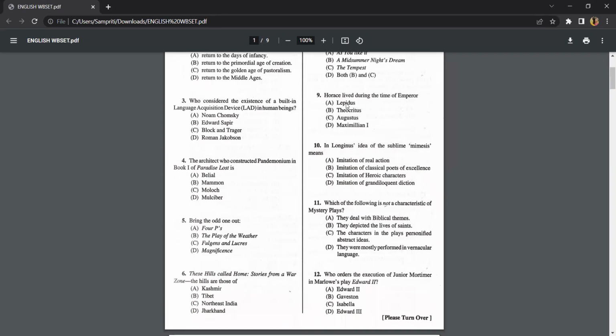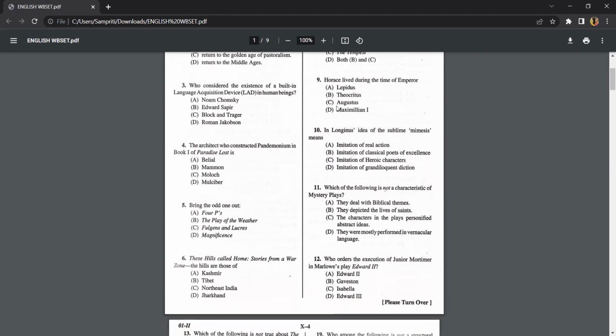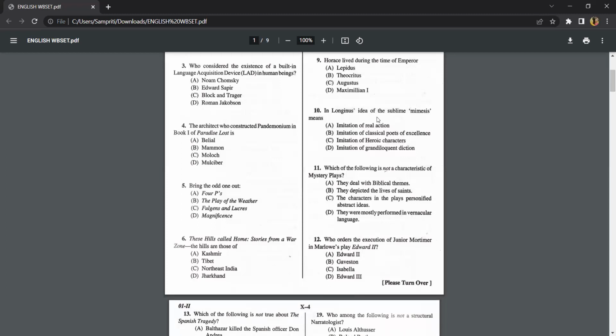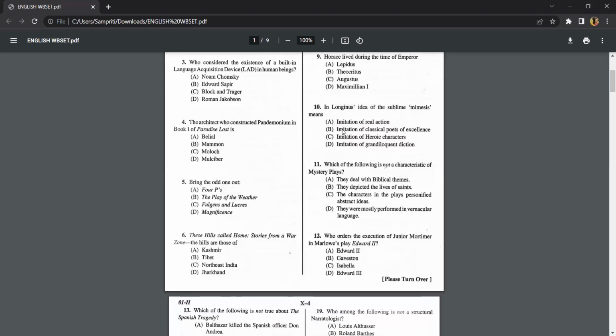Number 9. Horace lived during the time of the Emperor Augustus. We know that. Option C, Augustus. Number 10. In Longinus's idea of the sublime, mimesis means, okay, starting from Plato to Aristotle to Horace to Longinus, everyone talks about mimesis. And as we go forward, we can see the shift of the perception about the expression mimesis shifting. Every one of these critics talks about mimesis, but from a different perspective.